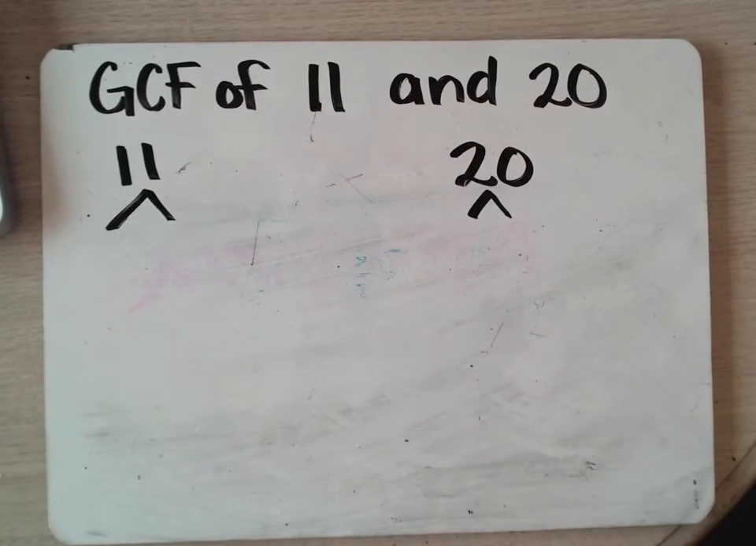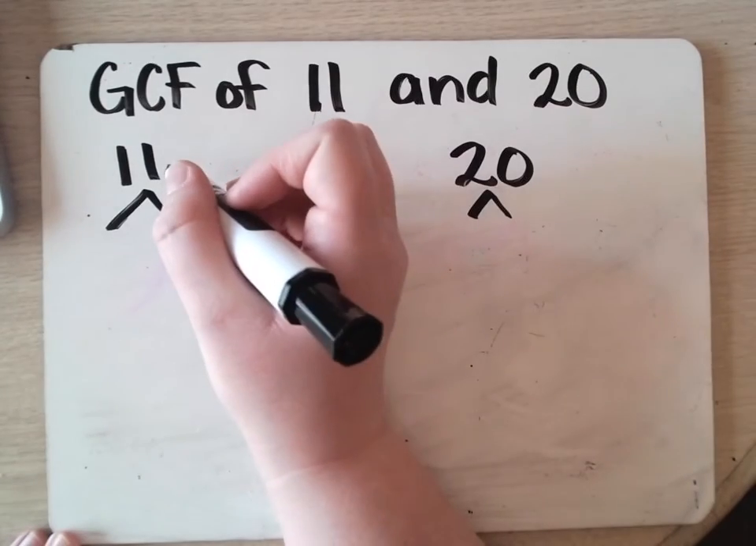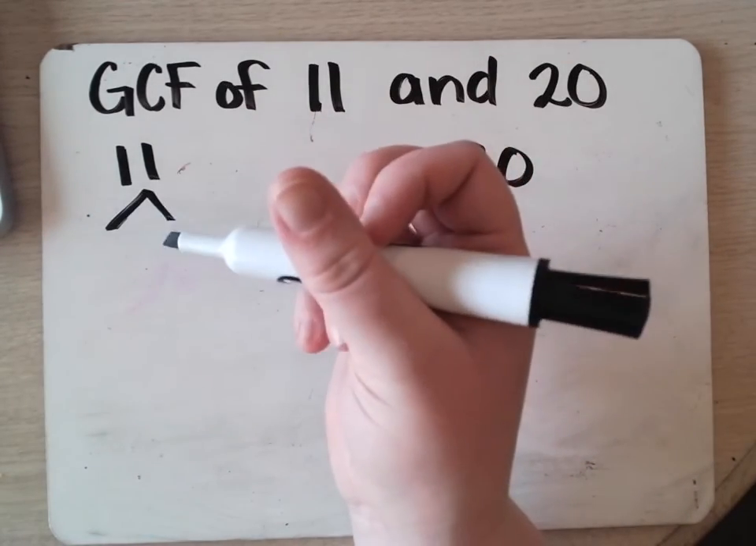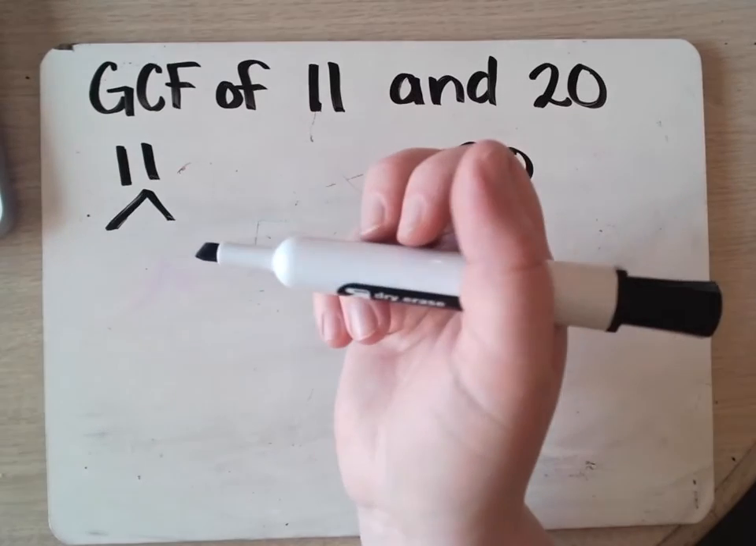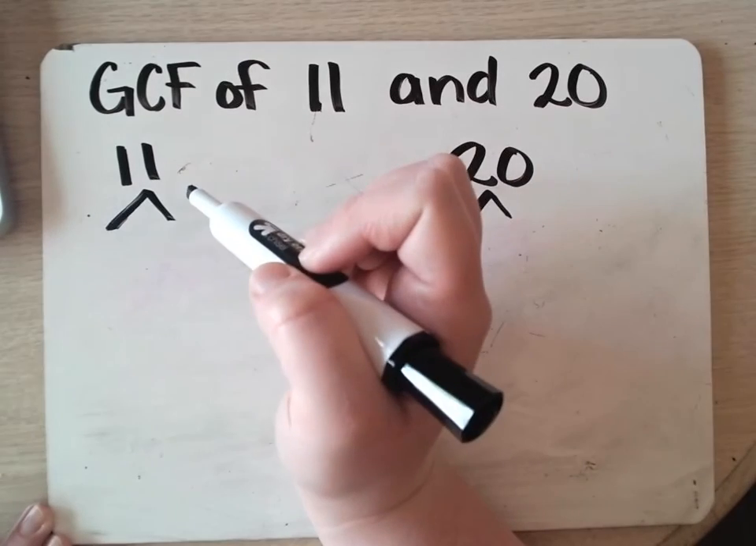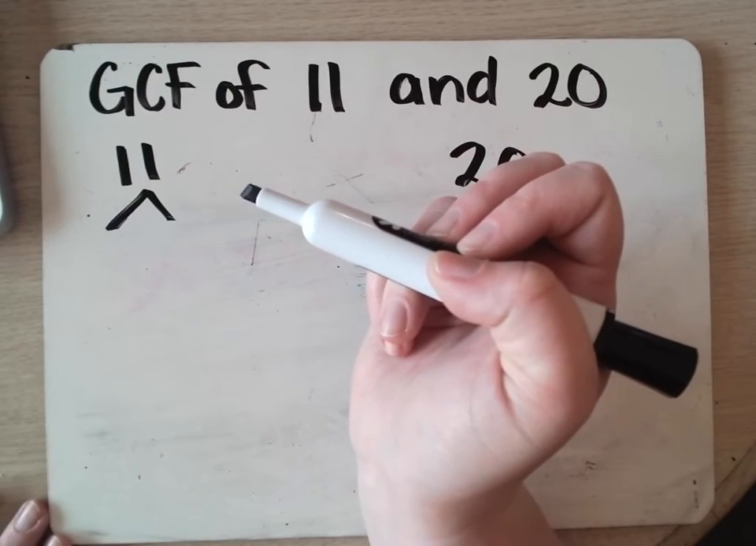Now for 11, you have to think about what factors you can think of that multiplied together equals 11. Well, I know 1 times 11 is 11. Nothing times 2 is 11. 2 does not go into 11 evenly. I know that because 11 is an odd number. If I count by multiples of 3, 3, 6, 9, 12, I skip right over 11, so 3 does not go into 11 evenly.